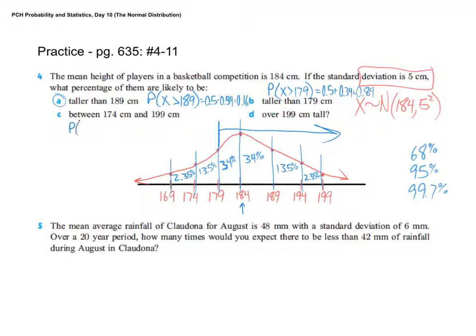So the probability that X is between 174 and 199. Well, 174 to 194 is how much? What's the percentage from 174 to 194? That's 95. That's 2 standard deviations, right? So that's the 0.95. But then we need to add that extra part in. So it's plus another 2.35%. Okay?